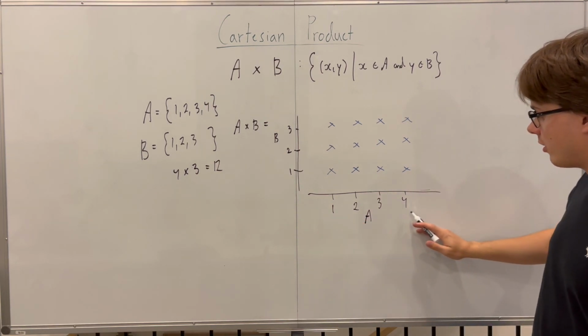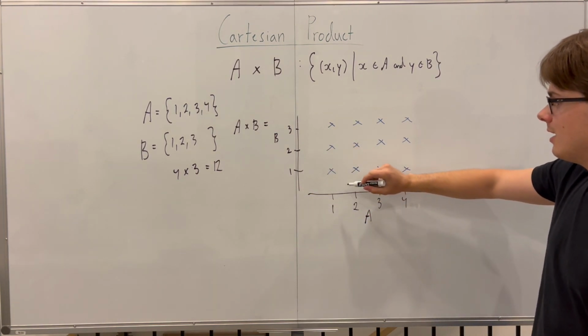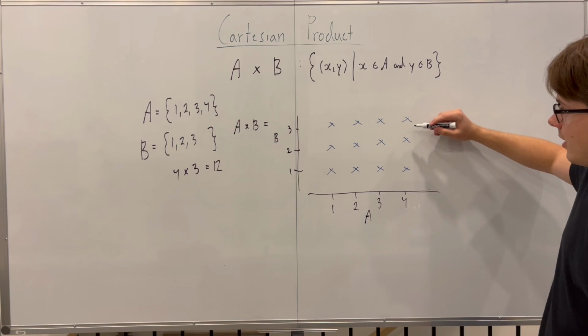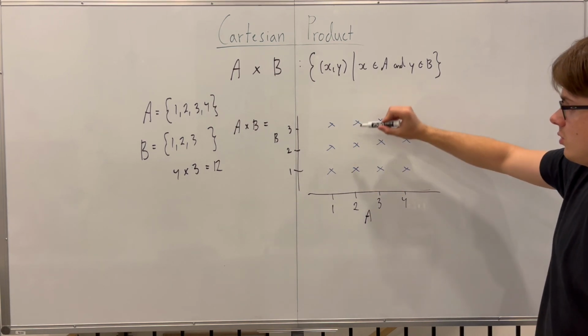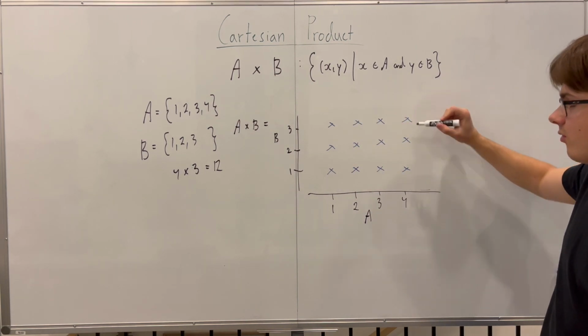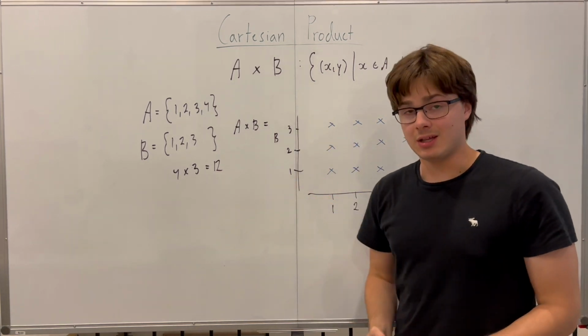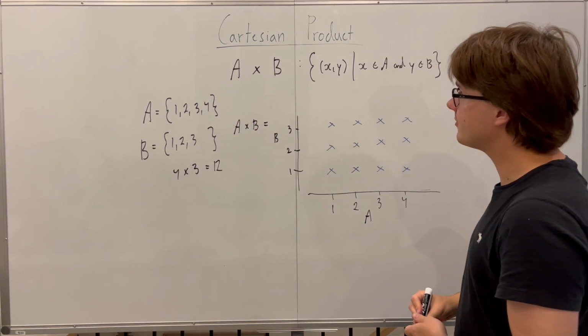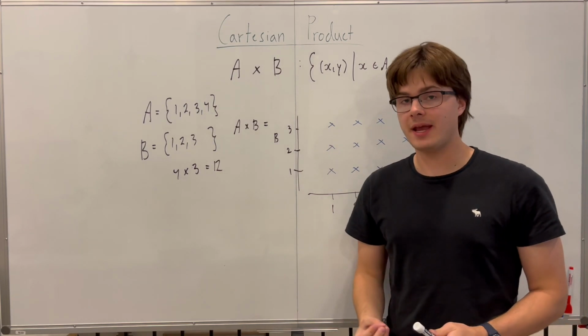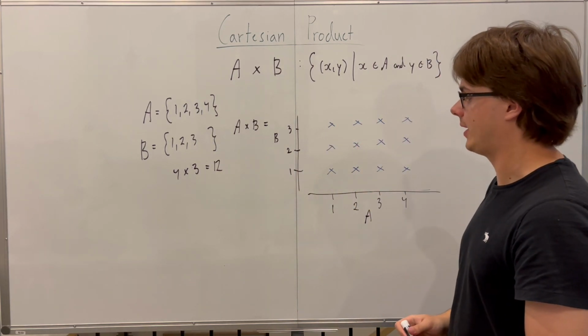Well, let's see, we've written out all of the A and all of the B, and we've taken the Cartesian product, so we find 1 has 3, 2 has 3, 3 has 3, and 4 has 3. This is going to be 4 times 3, which is 12, exactly the answer we got here. So this is how you can find out how many ordered pairs your Cartesian product is going to have.